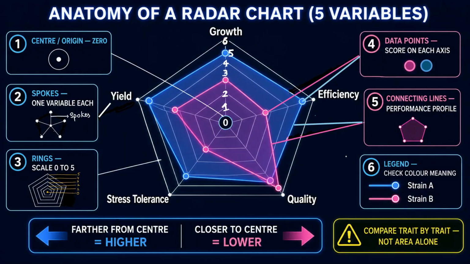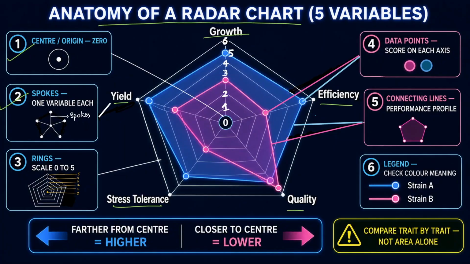Now let's understand every part of this chart step by step. First, the center is called the origin and it represents 0. Every measurement begins from this central point. Second, the lines extending outwards are called spokes. Each spoke represents one variable. Here, the 5 variables are growth, efficiency, quality, stress tolerance and yield.